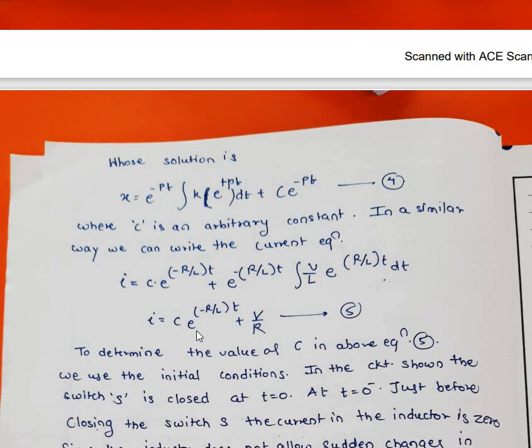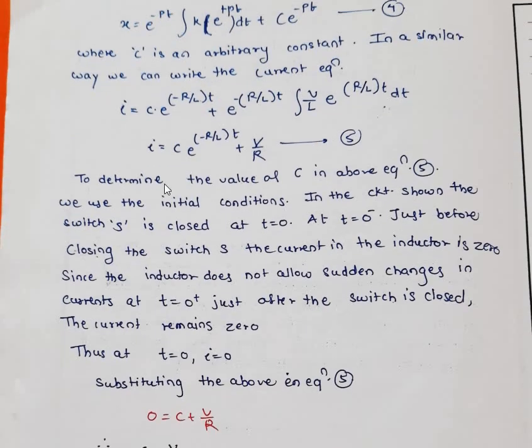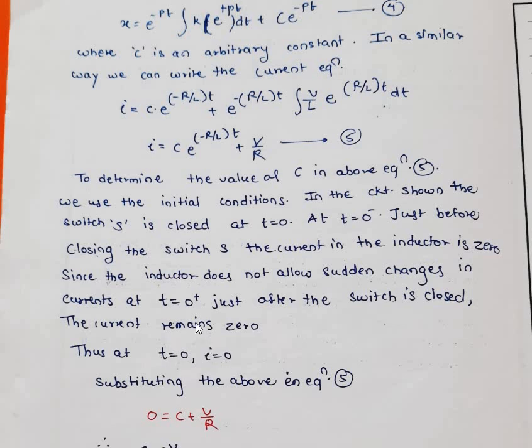Now I is equal to c into e raised to minus R by L t plus V by R. If we simplify, we want to know the value of c, because in the initial condition, when t is equal to 0, I is equal to 0.